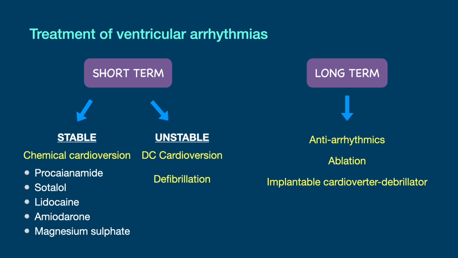A stable patient with polymorphic ventricular tachycardia should be treated with IV magnesium sulfate, cardioversion, and an antiarrhythmic that will not prolong the QT interval. So here amiodarone is strictly contraindicated. Similar to the management of supraventricular tachyarrhythmias, if there is hemodynamic instability, direct current cardioversion, or defibrillation if ventricular fibrillation is seen, should be carried out.